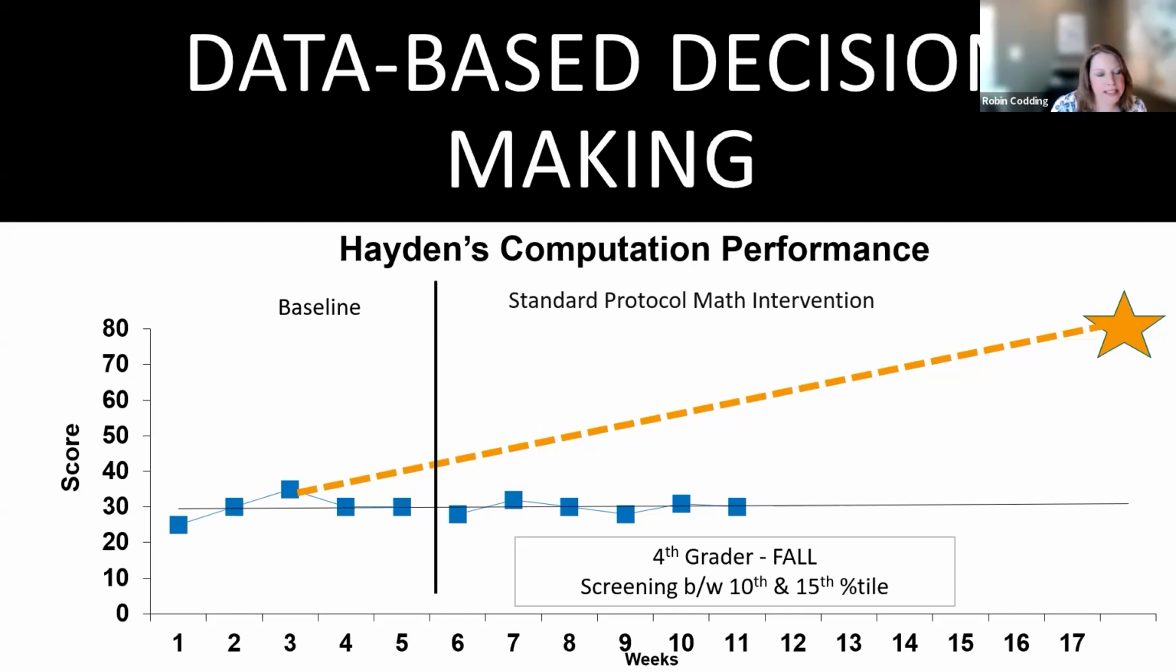The point of this graph is really to illustrate the lack of progress Hayden is making. And again, if we look at those blue square data markers in comparison to the orange aim line, when receiving that standard protocol math intervention, we can see that Hayden is not responding to this intervention.